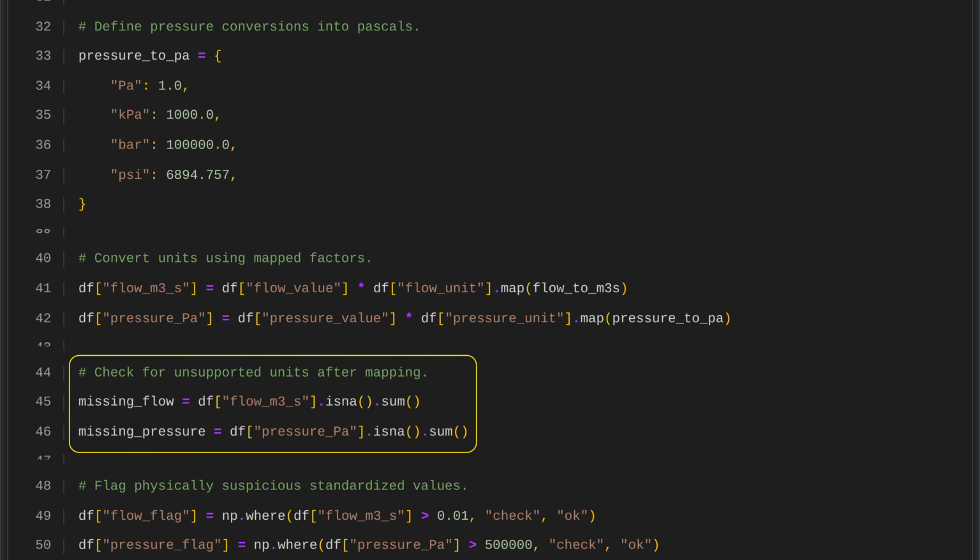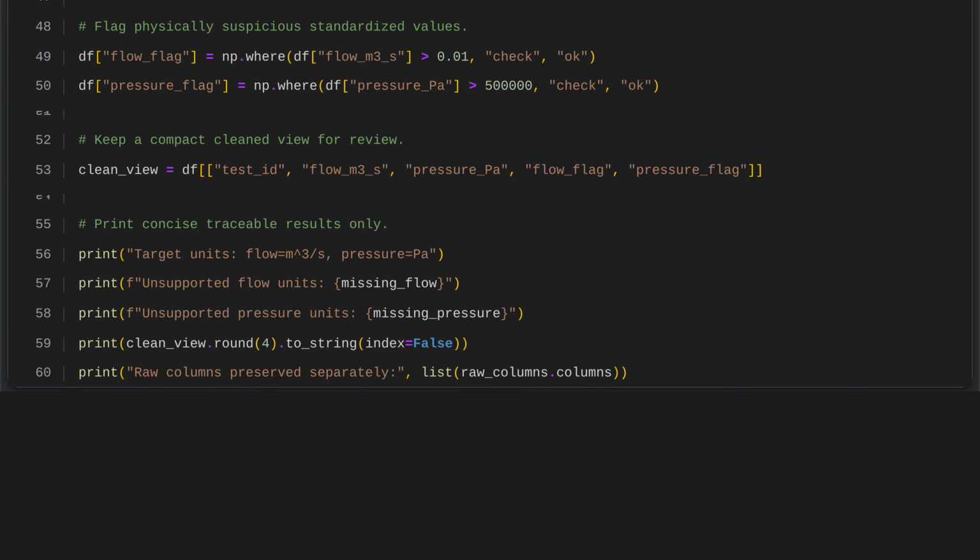The code checks for unsupported flow and pressure units by looking for missing values after unit conversion. It uses the Pandas missing value check to count these cases in each column. Any missing converted values indicate units that were not included in the conversion mappings and may need review or correction.